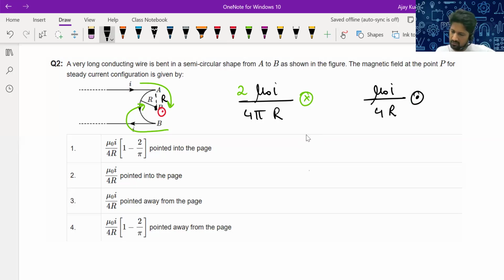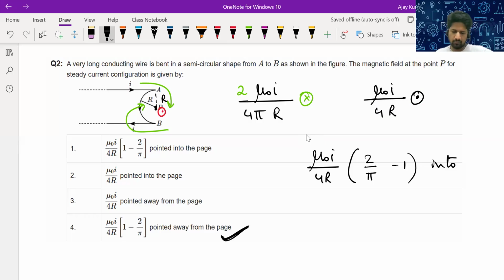So answer will be mu naught I by 4r multiplied with (2 by pi minus 1) into the screen, or (1 minus 2 by pi) out of the screen. 1 minus 2 by pi pointed away from the page. Answer is fourth option. So both of you made the same mistake. You assumed the fields due to the straight currents got cancelled. No, they don't get cancelled in this case. It is clear that they both produce the field in the same direction.